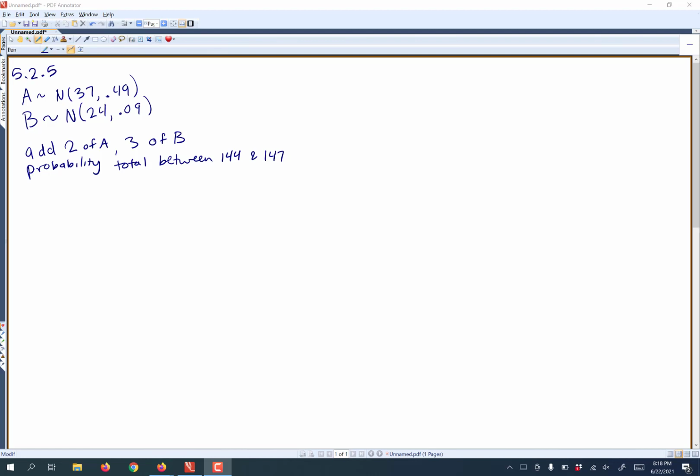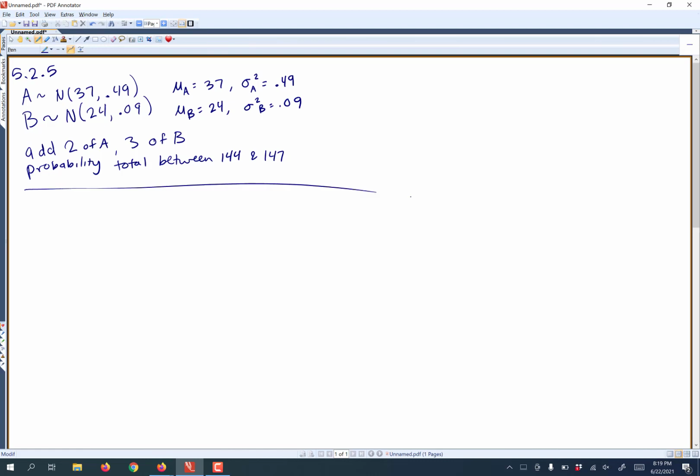It tells us we want to add 2 of A and 3 of B, and we want to find the probability that the total is between 144 and 147. So one of the things I like to do first is take my normal notation and rewrite this. So this means the mean for A is 37, and the variance, I like to write as variance so I remember it's variance and not standard deviation, is 0.49. And the mean for B is 24. The variance for B is 0.09.